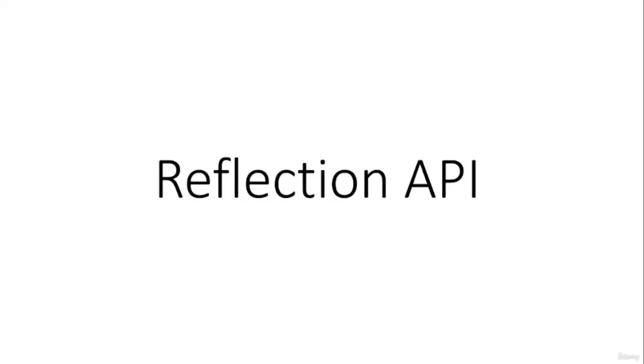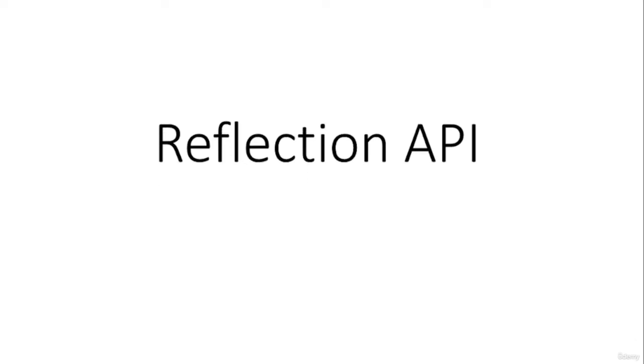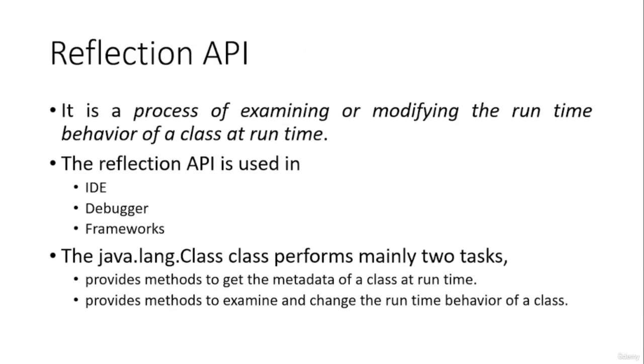Hello and welcome to another lecture. In this lecture, we will discuss the Reflection API in Java. Reflection API is a process by which we examine or modify the runtime behavior of a class. If there is a class and we want to know how many fields and how many methods are in it, and all other information about the class, then we can use the Reflection API. Also, we can invoke methods inside the class using the Reflection API.